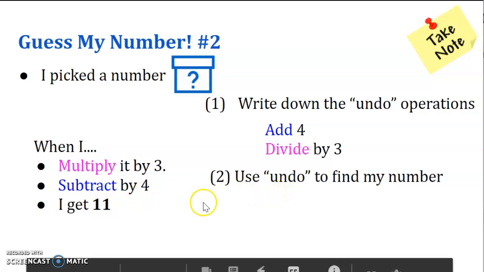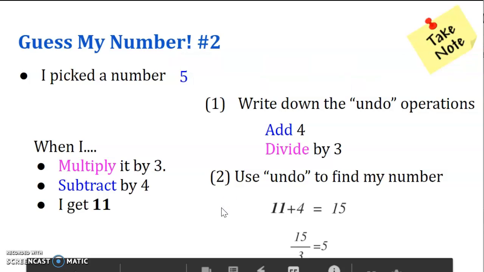So we started off with 11. The first thing we need to do to find the number was add 4. So 11 plus 4 is 15. And then to that, we need to divide by 3. So we divide 15 by 3, which is 5. So then I know that the original number was 5.